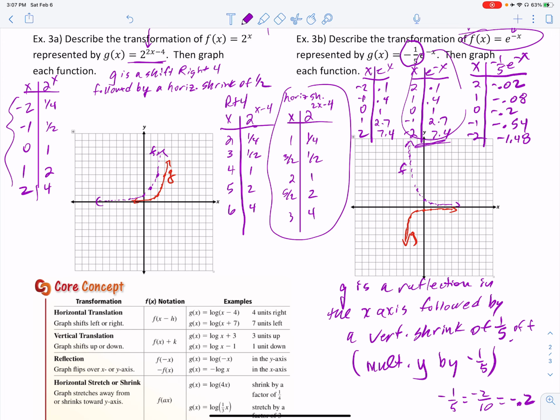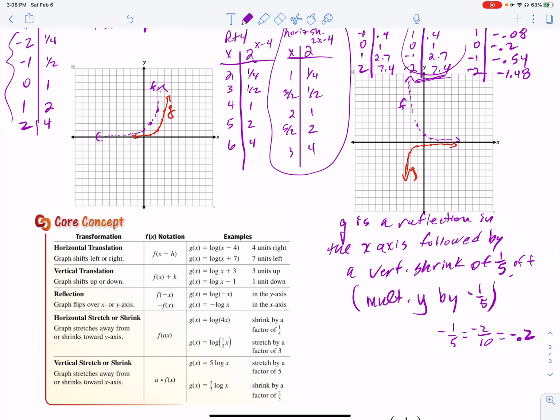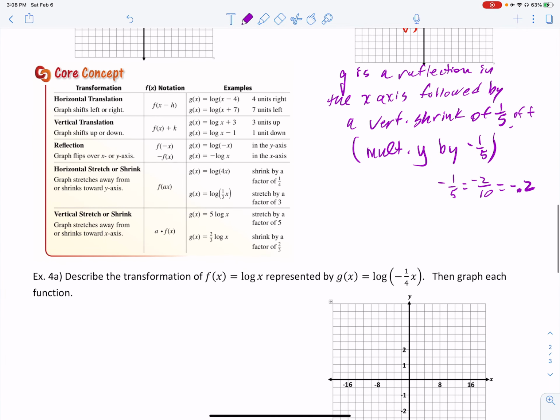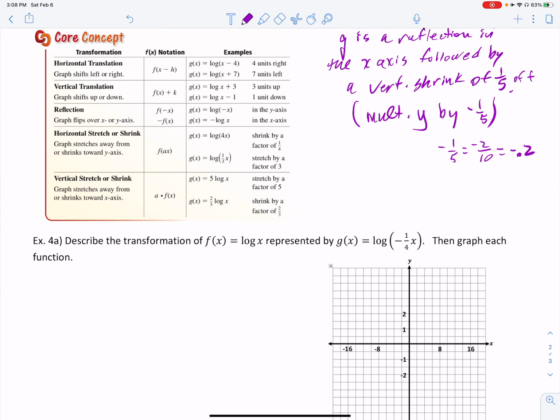Okay, so there are some graphs of exponentials. This will take you a little bit of time, and that's why I'm getting the video done, so you can have extra days to get started and work on it.